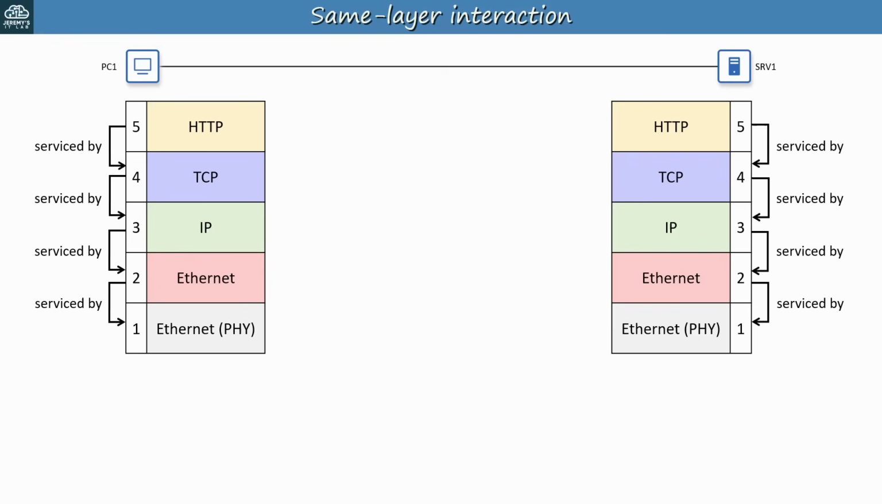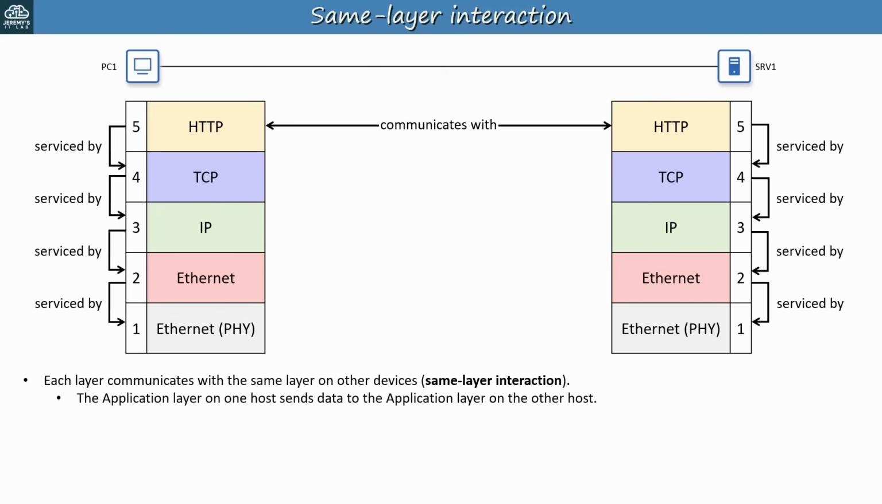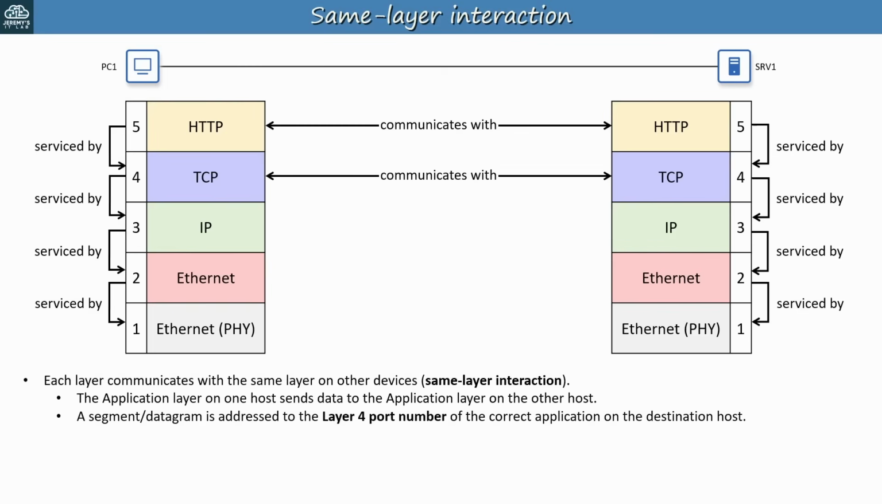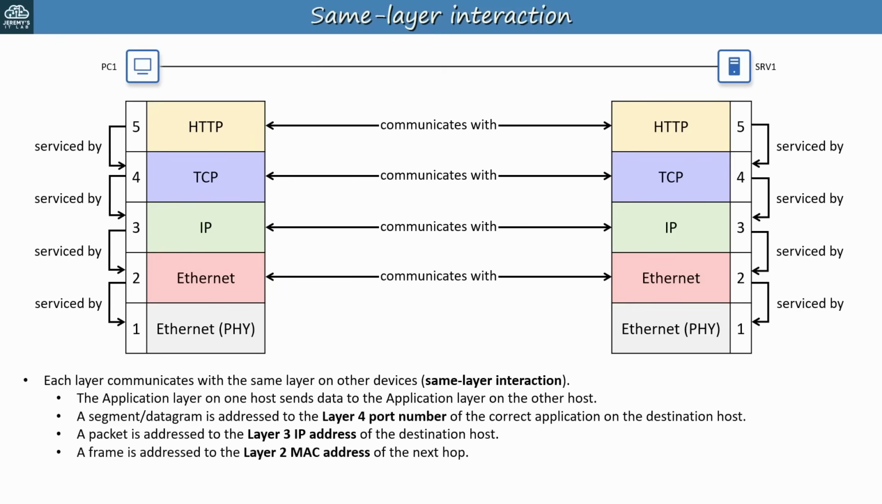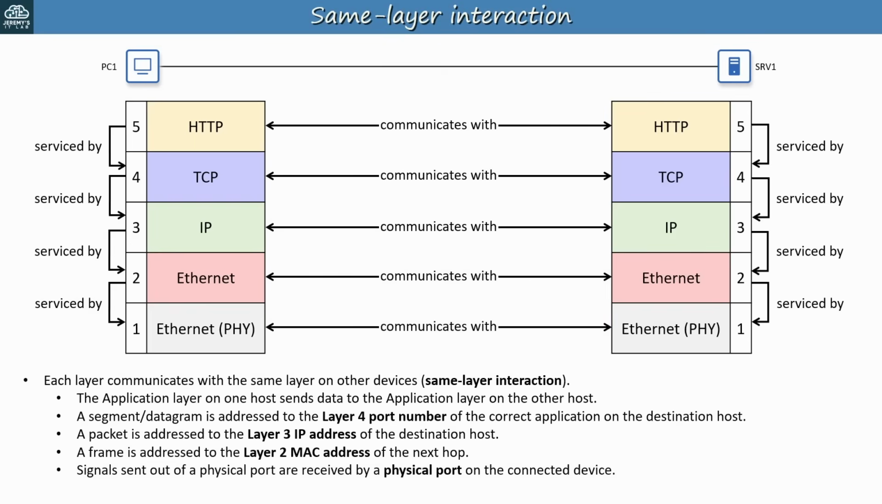There's also a related concept. Each layer communicates with the same layer on other devices, and this is called same-layer interaction. For example, the application layer on one host sends data to the application layer on the other host. A segment or datagram is addressed to the layer 4 port number of the correct application on the destination host. A packet is addressed to the layer 3 IP address of the destination host. A frame is addressed to the layer 2 MAC address of the next hop. And signals sent out of a physical port are received by a physical port on the connected device. This layered cooperation, within each device and between devices, is what makes network communication possible.